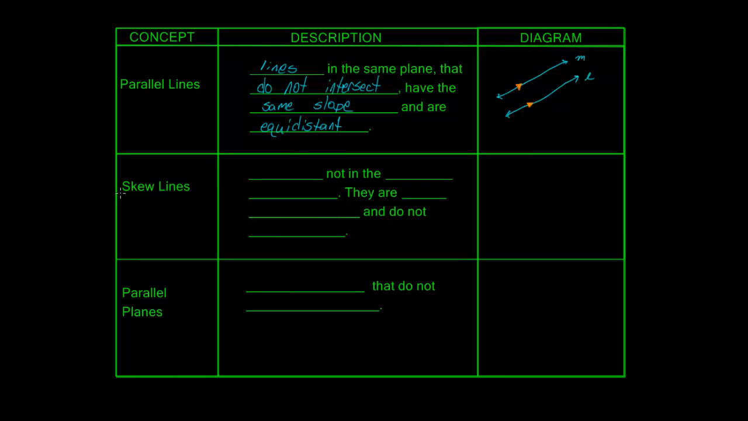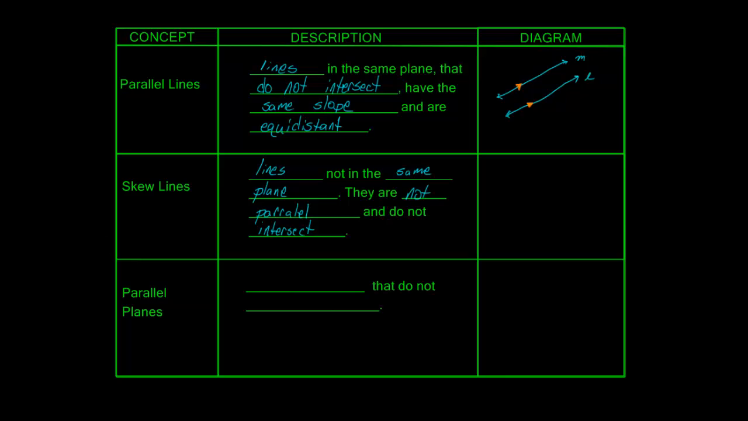Alright, so our skew lines, they are lines not in the same plane and are not parallel, and they do not intersect. Alright, so they're not in the same plane.